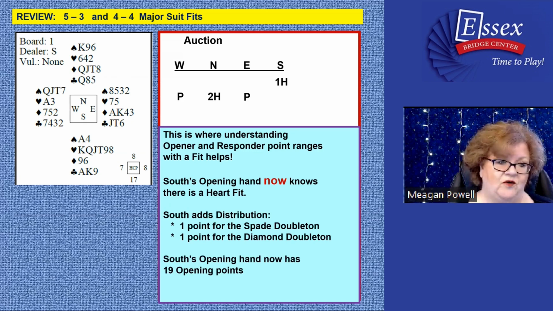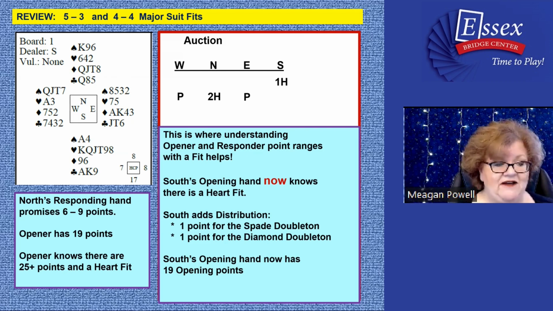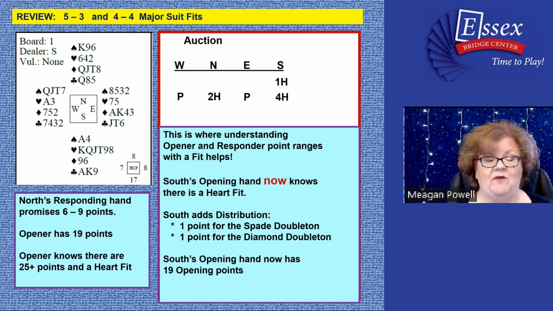Responder in North raised me to 2 hearts, promising me 6 to 9 points. I have to put it together. Since I have 19 points and North has 6 to 9, even if North has only 6 opposite my 19, I know we get to 25 points for a game. I know we have a heart fit, so I'm going to go to the game, 4 hearts.